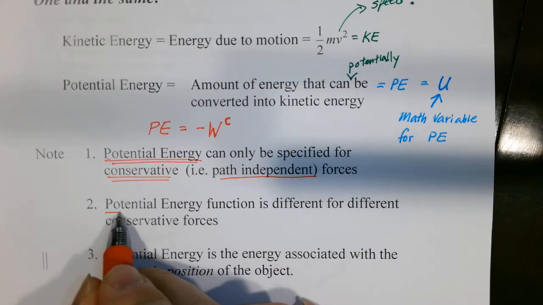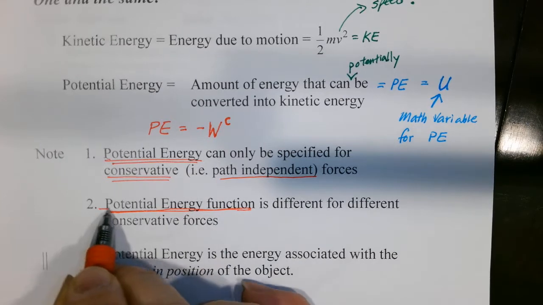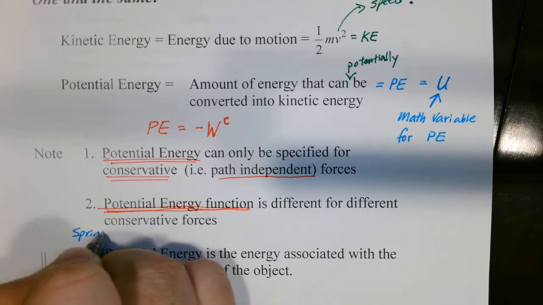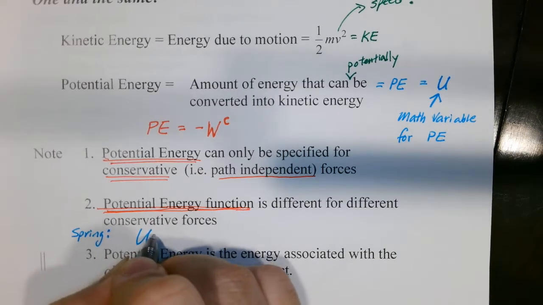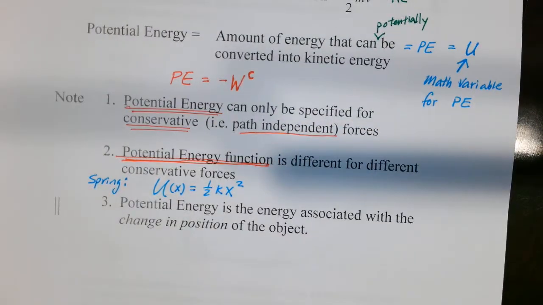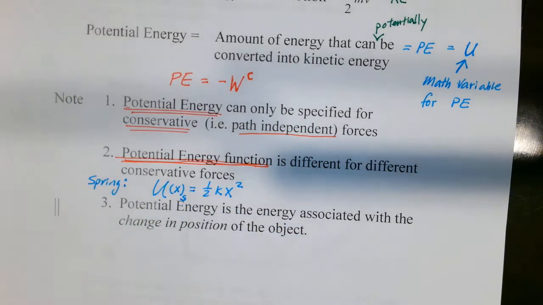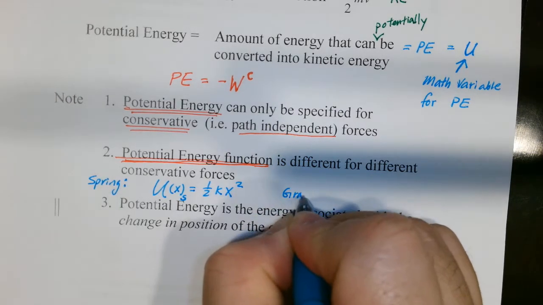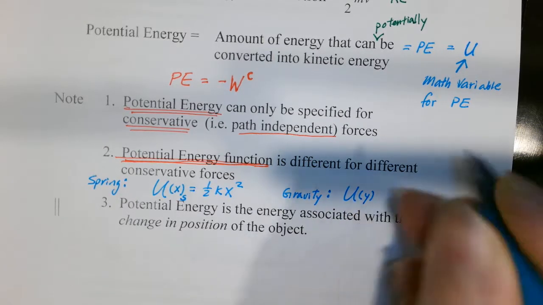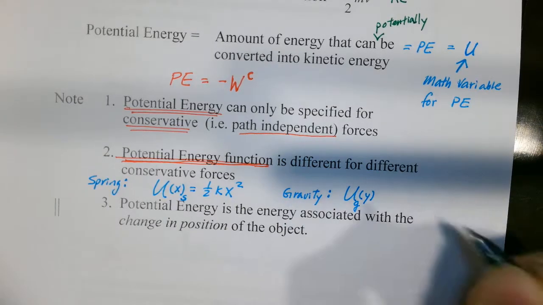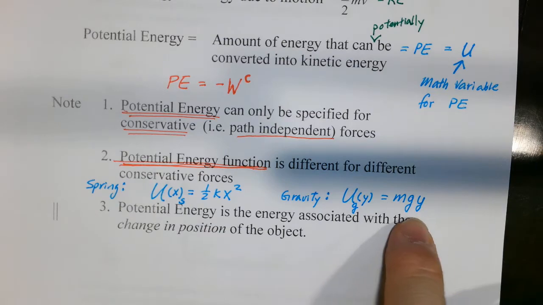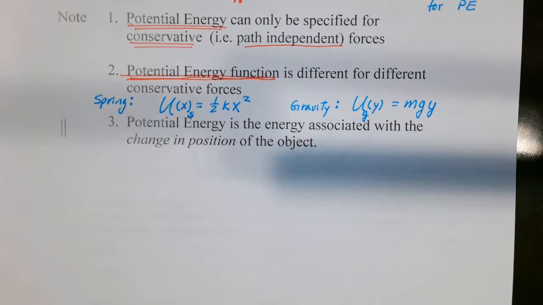Potential energy function is different for different conservative forces. For example, for a spring, our potential energy as a function of x is equal to 1/2 kx squared. For gravity, potential energy is a function of position in the y direction, and that is equal to mgy, as a function of position y.